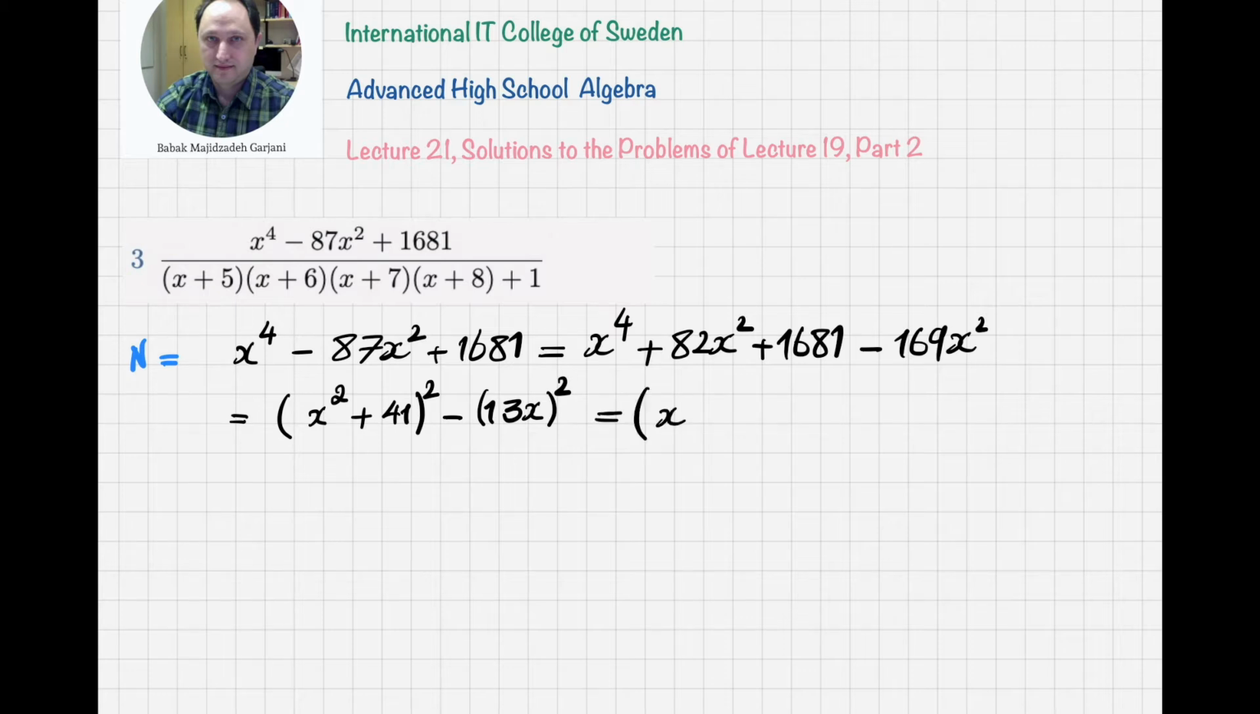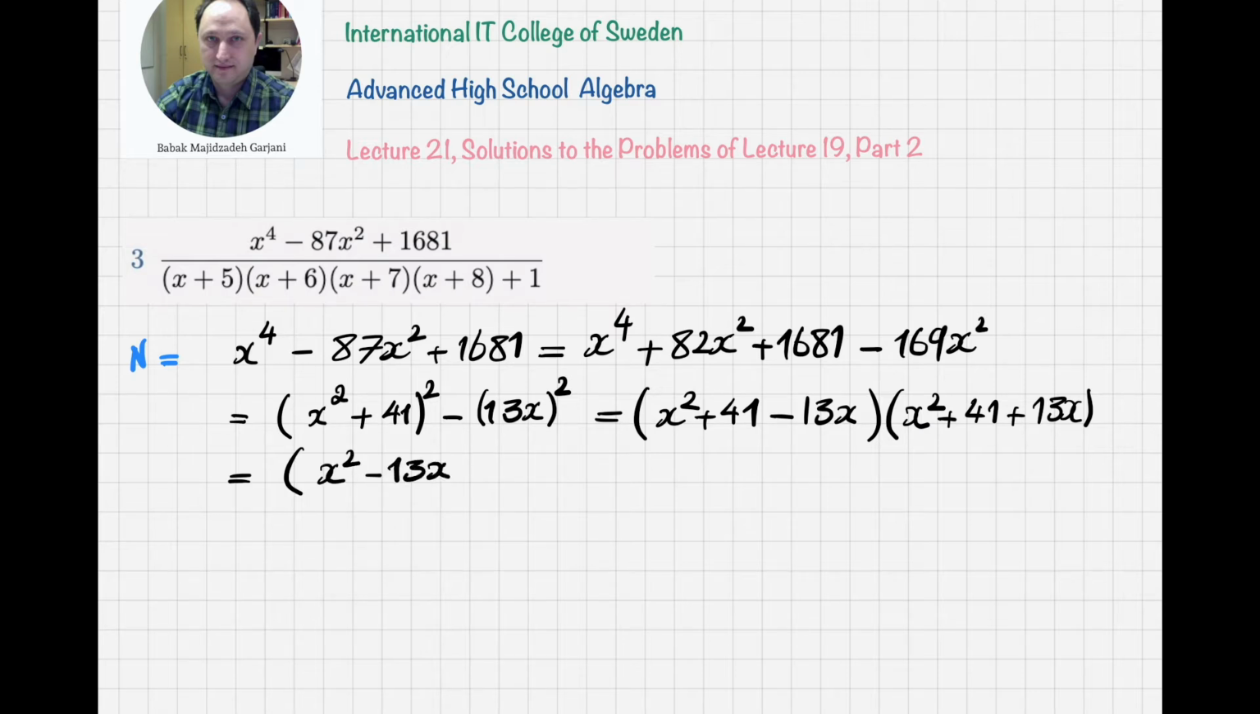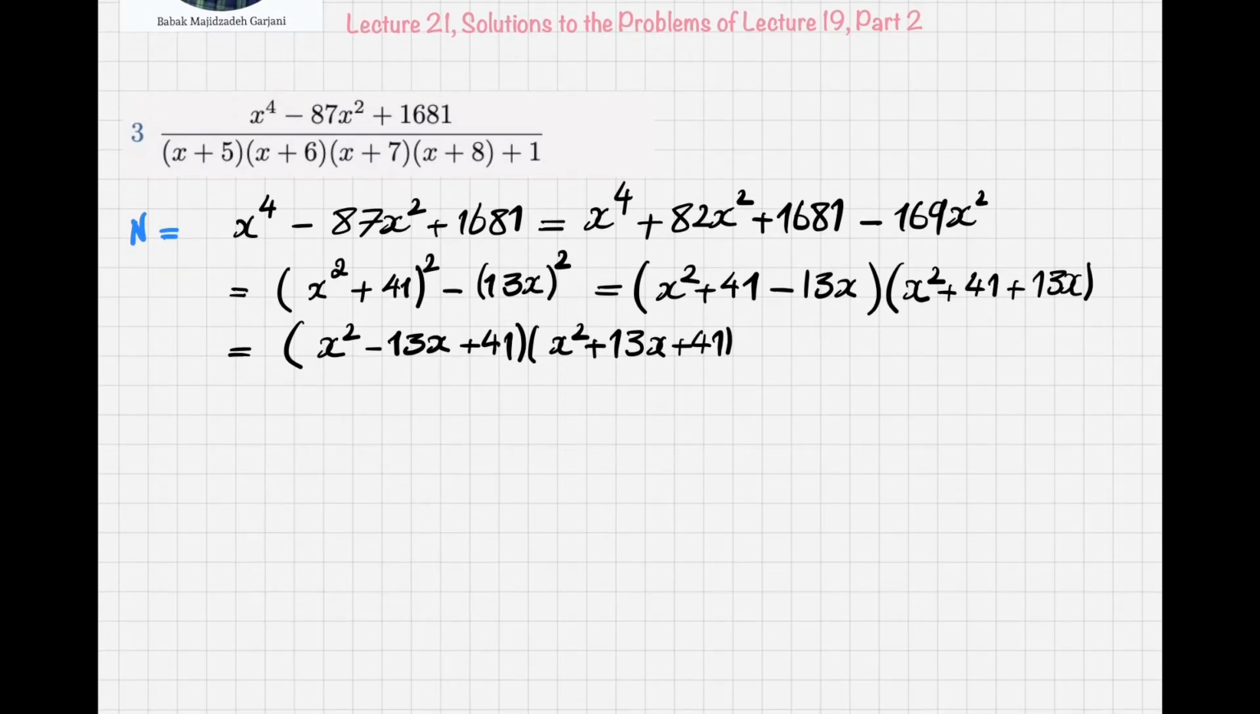So it becomes the square root of the first one minus the square root of the second one multiplied by square root of the first one plus the square root of the second one. But I prefer to write it in a more organized way, so I write x squared first minus 13x second and then 41, and then the other one is x squared plus 13x plus 41. Yes, so that is the numerator. Now let us go to the denominator.